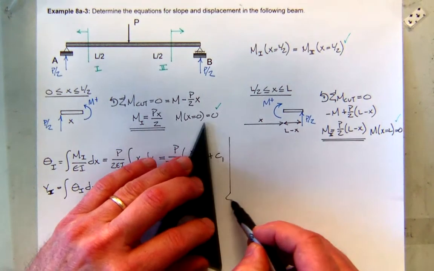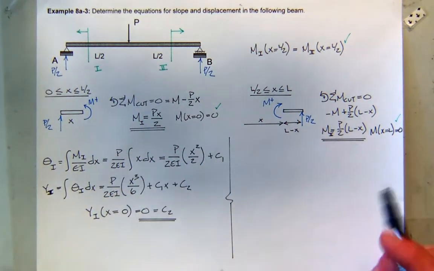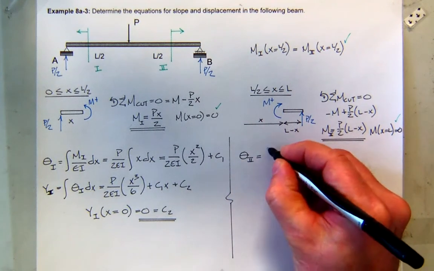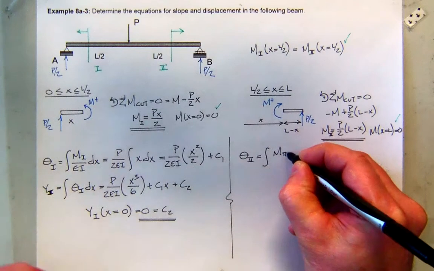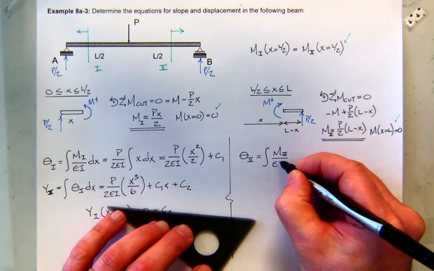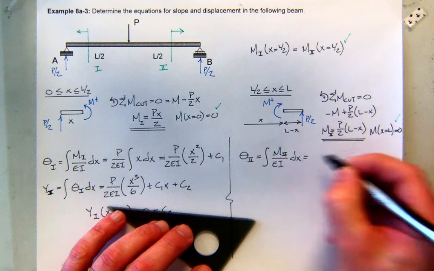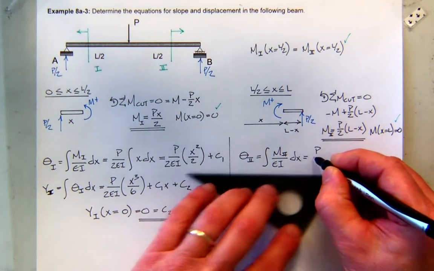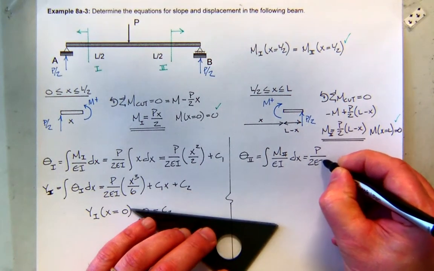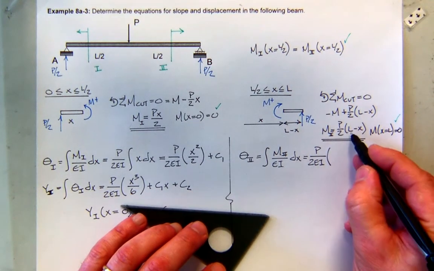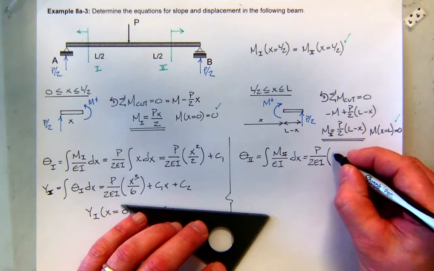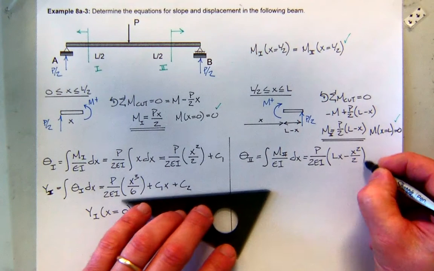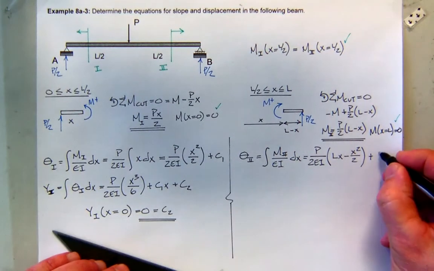I'm going to put a little squiggly line here so you can see that's kind of region 1, this is kind of region 2. So let's go over and do region 2 now. So I'm going to integrate the moment in region 2 divided by EI, which is this guy. So again, I'm going to pull out the P over 2EI, and I'm just left with the integral of L minus X, which is going to be LX minus X squared over 2 plus another integration constant, which I'll call C3.